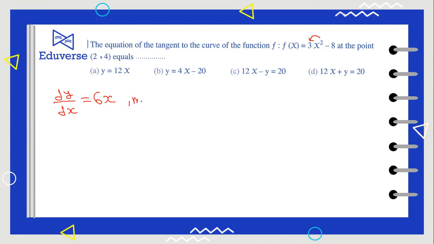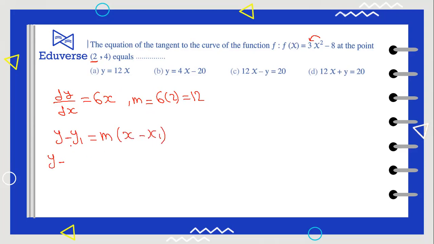I want to find the slope. Put x equal to 2: 6 multiplied by 2 is 12. That's the slope of the line. Then, the equation of a tangent: y minus y1 equals slope multiplied by x minus x1.